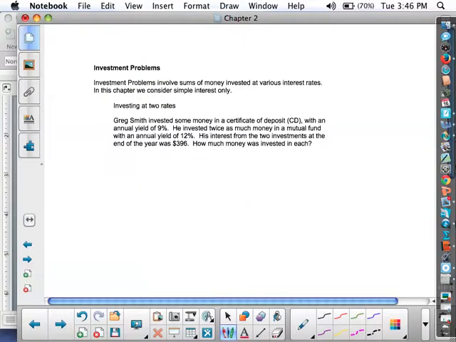Next is an investment problem. You definitely are going to see this many, many times on some worksheets and actually on the quizzes and tests. So be really good to understand how these problems work.